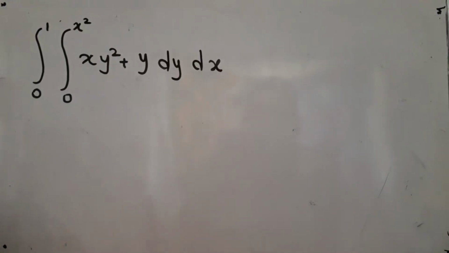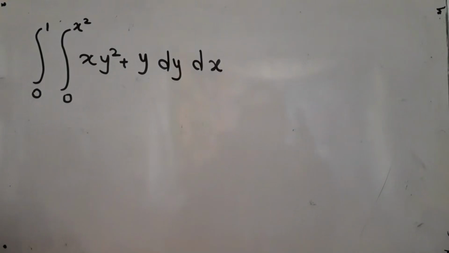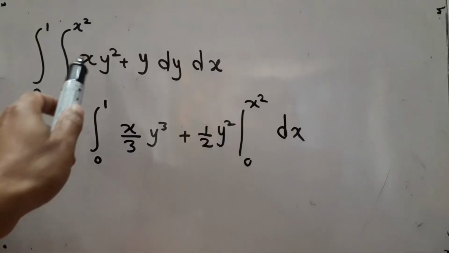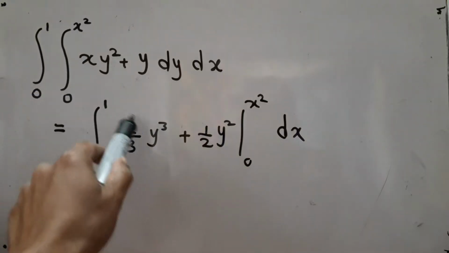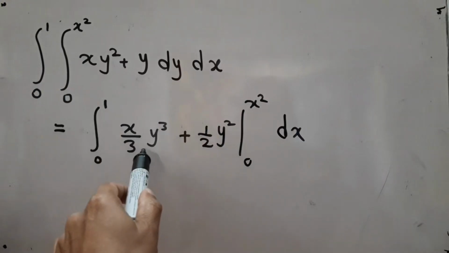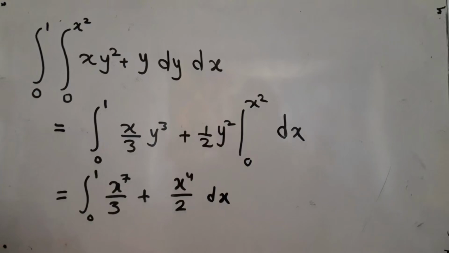In this example, the inner integral is with respect to y. Let's do that. Here we are considering x as fixed, so x remains just a constant. Y square integrated produces 1/3 y cube, y produces half y squared. Once you put the two ends, you get this, and then you carry out the integration as usual, and you get whatever answer you get.